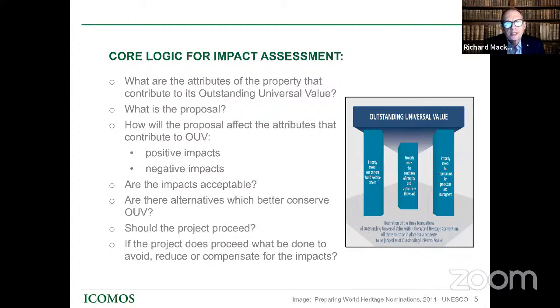The impact assessment process, as Mizuki has indicated, has a core logic. Firstly, there's the identification of the contributing attributes, but also it's important to be clear on the nature and extent of the proposal, including things like implications or downstream impacts. It's then necessary to understand clearly how the proposal will affect the property, noting that impacts can be positive and negative. And then it's important to make a judgment about those impacts, whether they are acceptable, particularly to consider whether there are alternatives which would provide a better outcome and better conserve outstanding universal value.